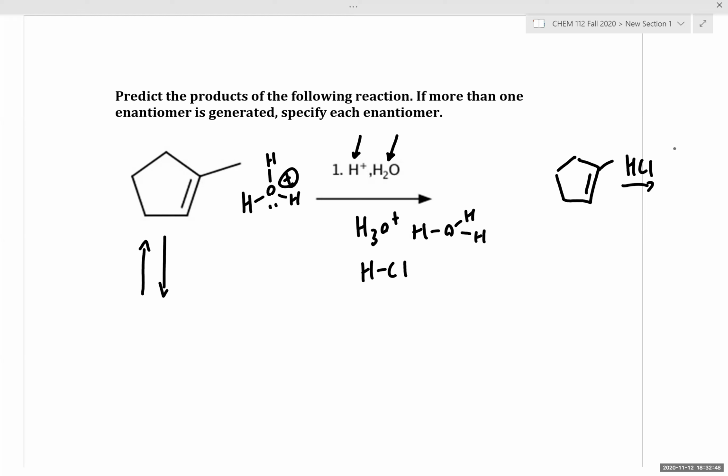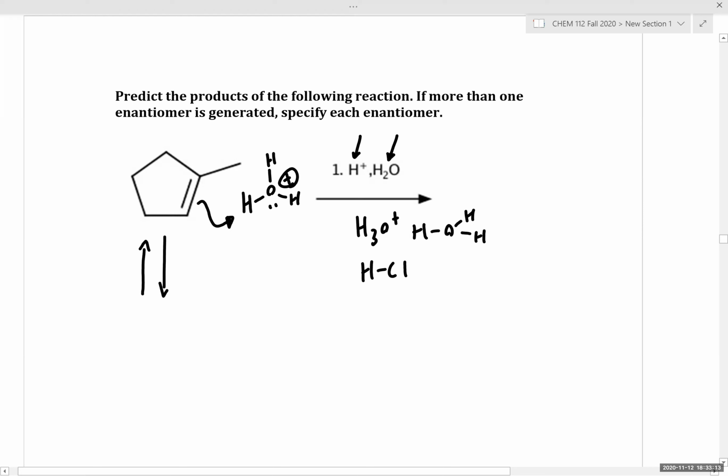Would anyone like to propose the start for this mechanism in the chat? So to provide you a hint, if we're dealing with electrophilic substitution under acidic conditions, the first step is protonation of our alkene.